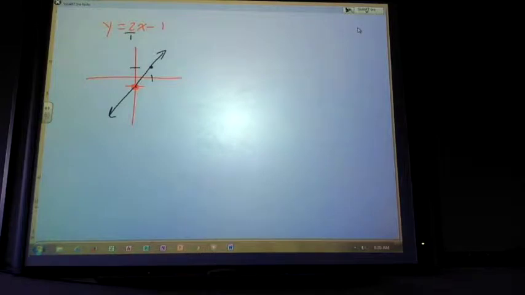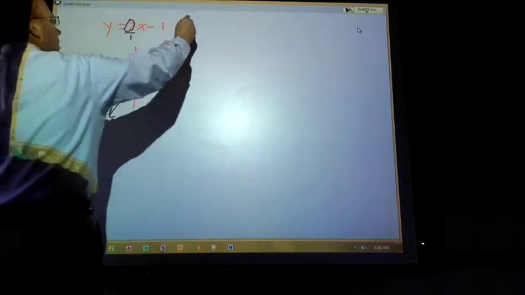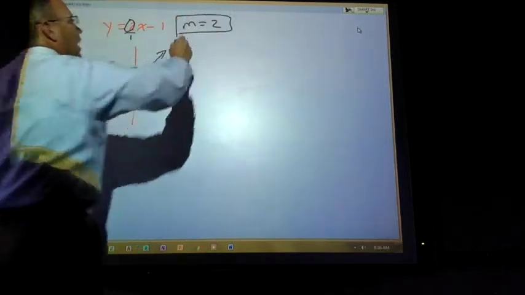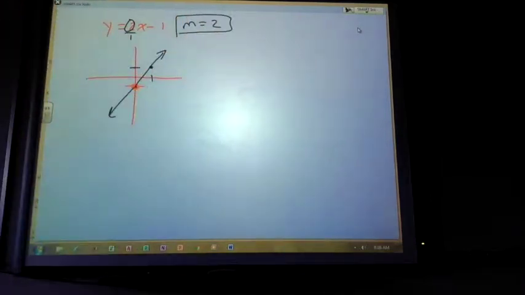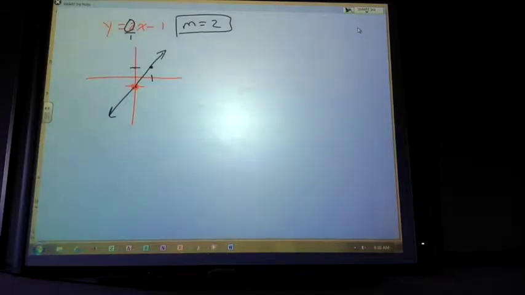Well, I was graphing it. I already knew the slope. This right here is the slope. So m is equal to 2. Hey, what am I missing up there? What do I not have up there with the 2? X. Because x is not the slope. The 2 is. Okay, so be careful on a quiz.